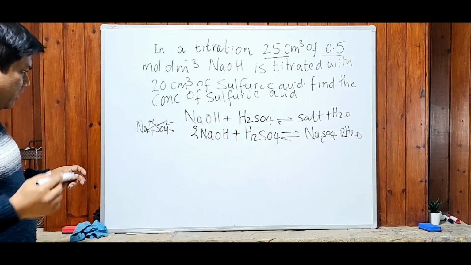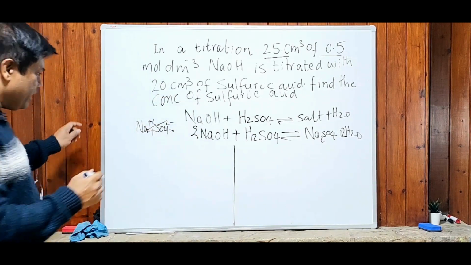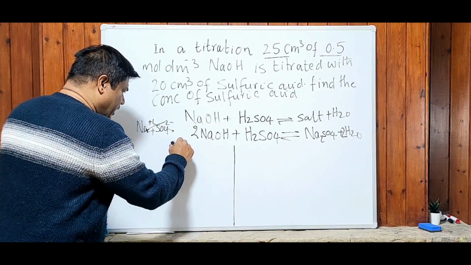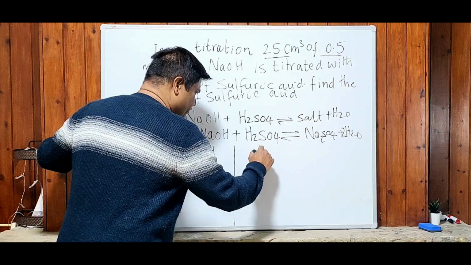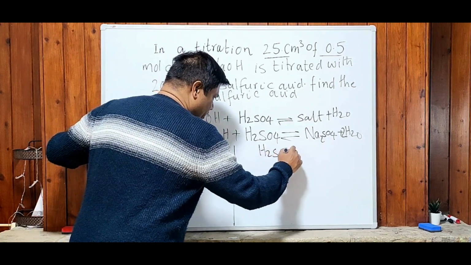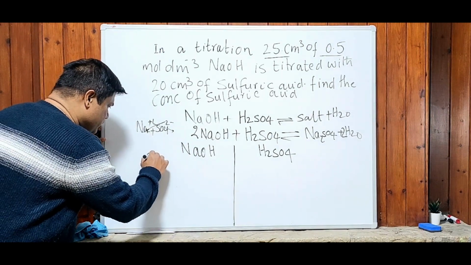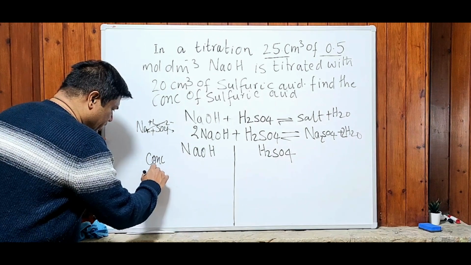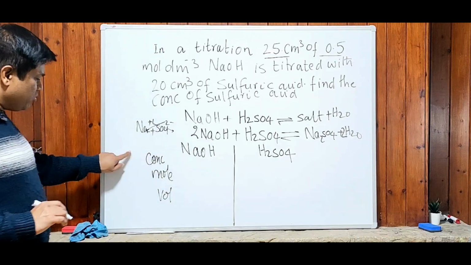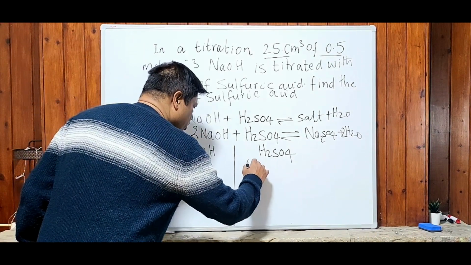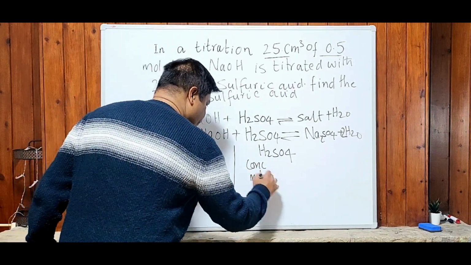Look, 25 cm³ is the volume of the sodium hydroxide, and the concentration of the sodium hydroxide is given. Always make a habit of making a small column and writing the data which is provided. The sodium hydroxide information is given to you, and for sulfuric acid, some of the values are given. Always use concentration, moles and volume for each. Always work out this first.